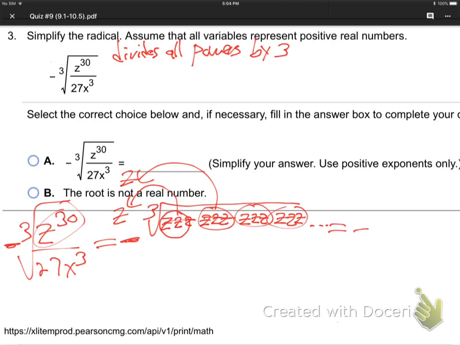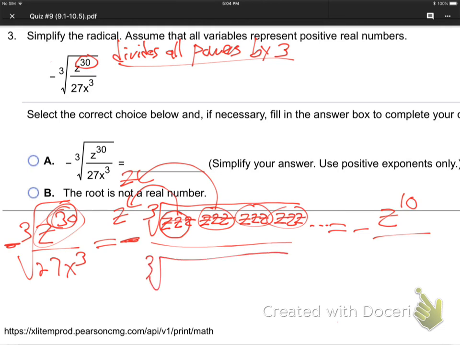So we're going to end up with z to the 10th, right? It divides the 30 by 3. If you have 30 items, how many groups of 3 is that? That's 10 groups of 3. Now on the bottom, what do we have? We have the third root of 27.